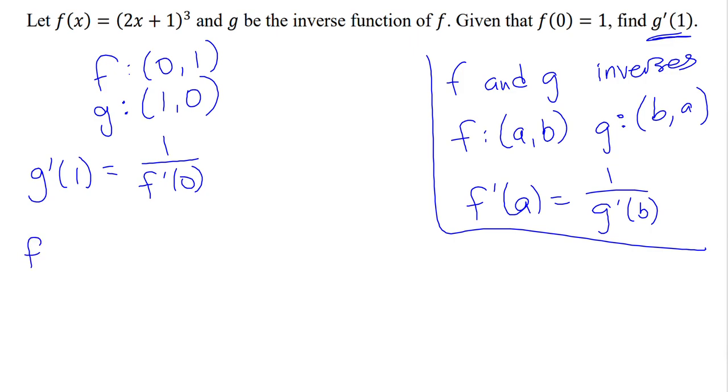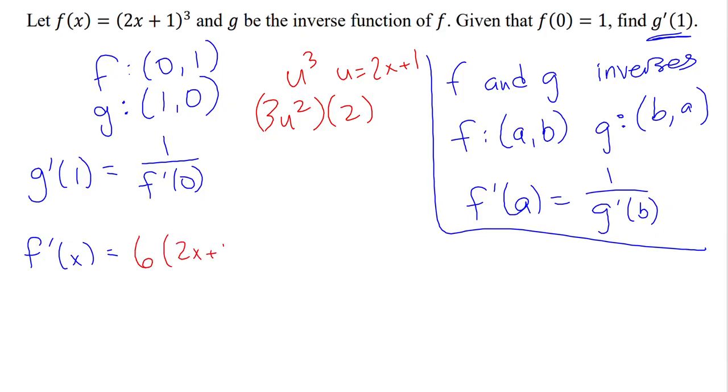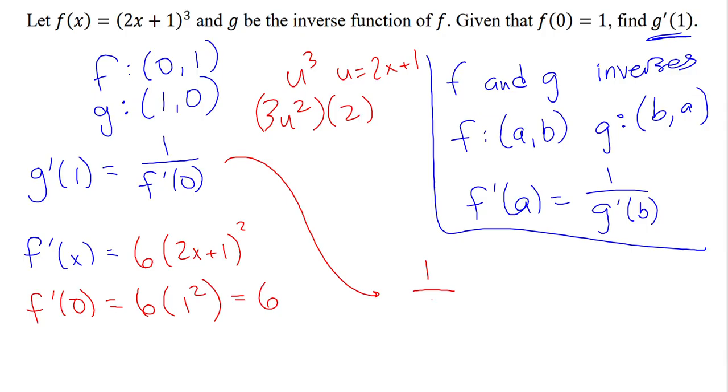Right, so to find f prime of x, we're going to have to use the chain rule, right? Because f is equal to u cubed, where u is 2x plus 1. So that should be 3u squared times 2, or 6u squared. So 6 times (2x plus 1) squared. And then we want f prime of 0. So that should be 6 times 1 squared. Well, 6 times 1 squared should just be 6. And now that we know that g prime of 1 is 1 over f prime of 0, well, that's just 1 over 6. And that should be our final answer.